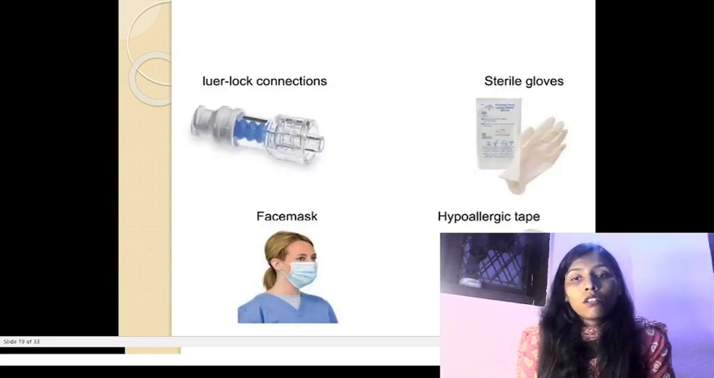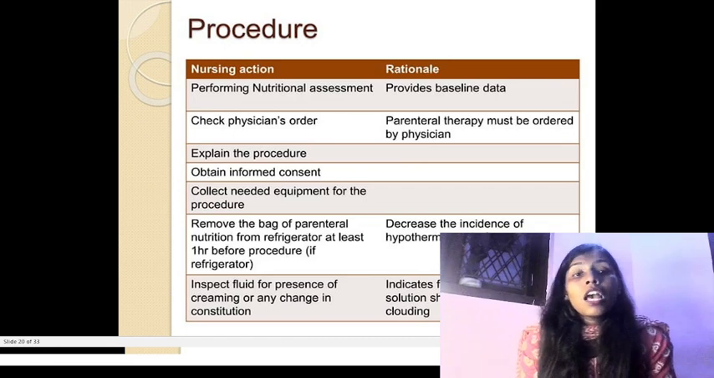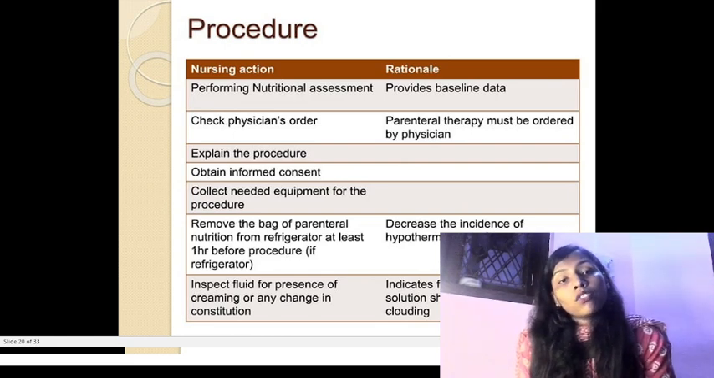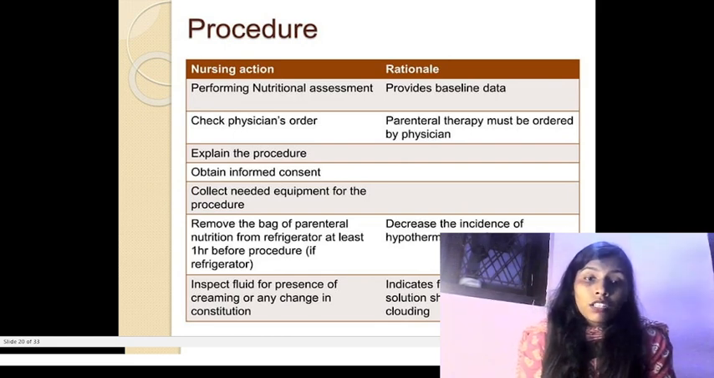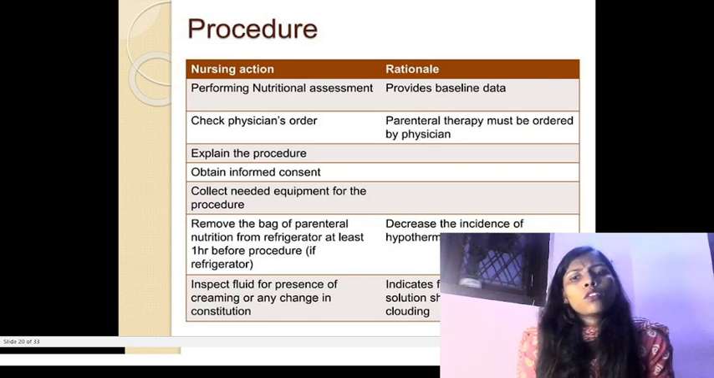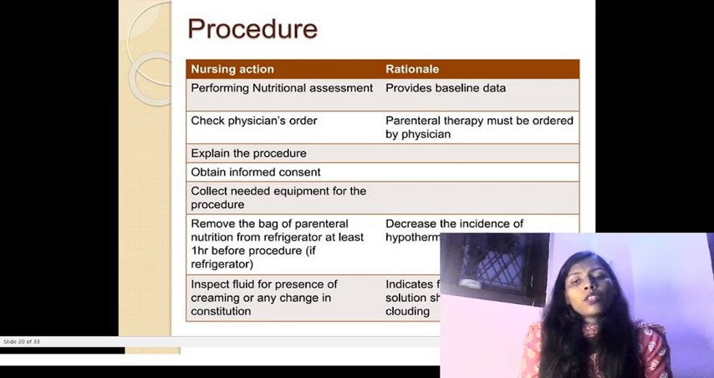This is how the bag looks, the sterile gloves, everything. So we have to check the doctor's orders, the physician's order, at which rate we have to give and what kind of TPN we have to give. And you have to take out the TPN 1 hour before, so as to prevent any kind of hypothermia, pain or vasospasm.